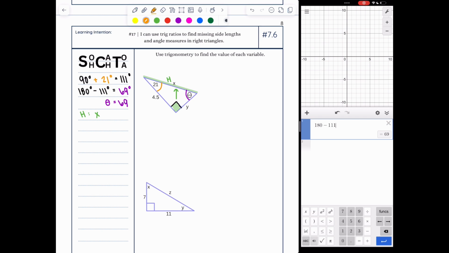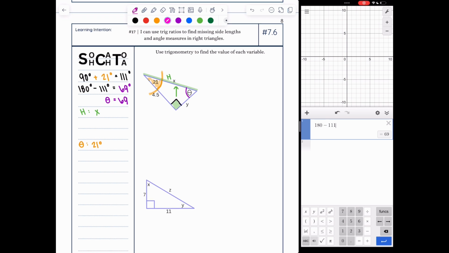Now I have to label my opposite and my adjacent. Generally, what I will do is use theta as the angle of reference that I'm given. So if they already tell me in the problem what an angle is, that's usually the angle that I'm going to use. Now, you could have used the other angle as well, and you will get the exact same answer for x and y. It's just that your opposite and your adjacent sides are going to be a little bit different.